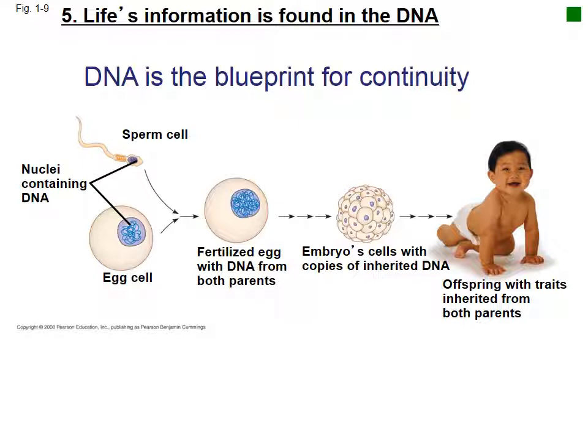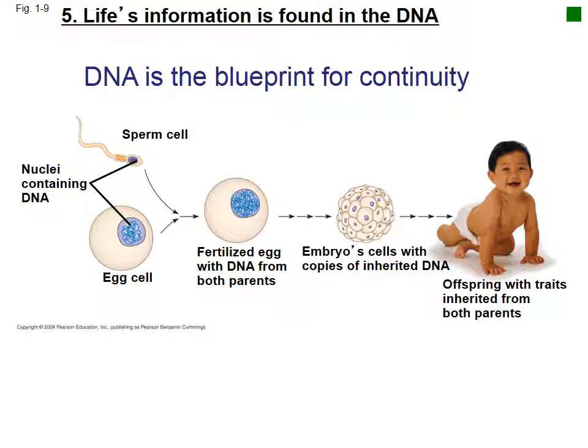Okay. Then the next facet is that DNA is the blueprint for continuity. What do I mean by that? You look a little bit like your mama, a little bit like your papa. Why? Because they gave you a sperm and an egg, and that's you. So where did that come from? That came from the DNA, also called deoxyribonucleic acid.